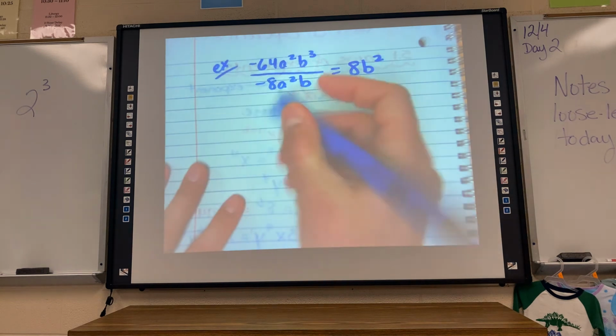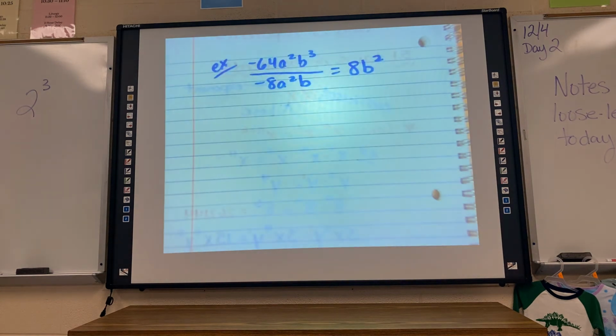We'll do one more. Why wouldn't that be 8ab squared? Because it ends up being a to the 0. What is anything raised to the 0 power? 1. Yeah, a squared divided by a squared is 1. So we don't write that. It's not a, it's just 1.